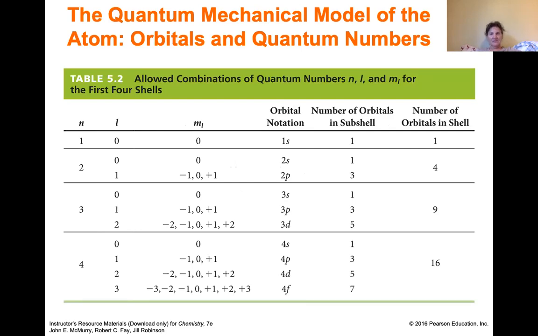This is just a table that puts the ideas for n, L, and m sub L into a table, so you can be reminded of how you come up with them. And then this column right here, after the m sub L, is telling you, if it has those values for n, L, and m sub L, what you'd call that orbital: a 1s, a 2s, a 2p. This tells you the number of orbitals in each subshell, and this is the number of orbitals in the whole shell.